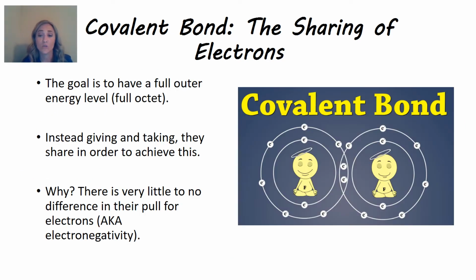One of the main goals when elements bond together is to have what we call a full octet, or a full outer energy level of valence electrons. And a full outer energy level generally means 8 valence electrons. So instead of giving and taking valence electrons like we saw in an ionic bond, in a covalent bond, those nonmetals are going to share those outermost electrons so that they both have 8. We're going to see sometimes they don't always share so nicely.